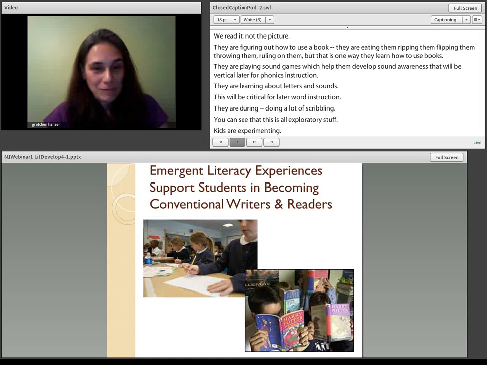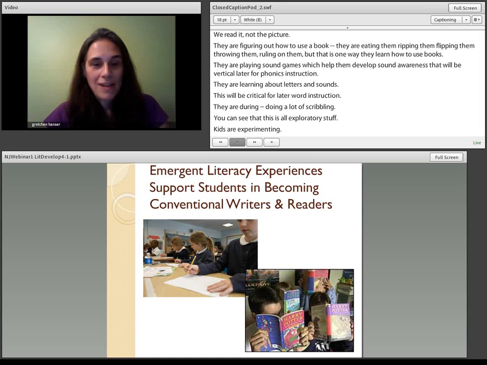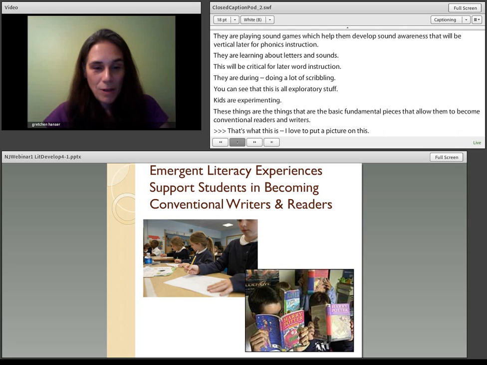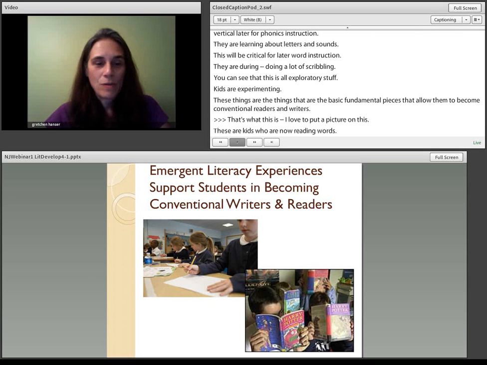And again, I love to put a picture on this. These are kids who are now reading words. These are kids who are now writing. It's not scribble anymore. They've gotten to this place because they had all these rich emergent literacy experiences first.